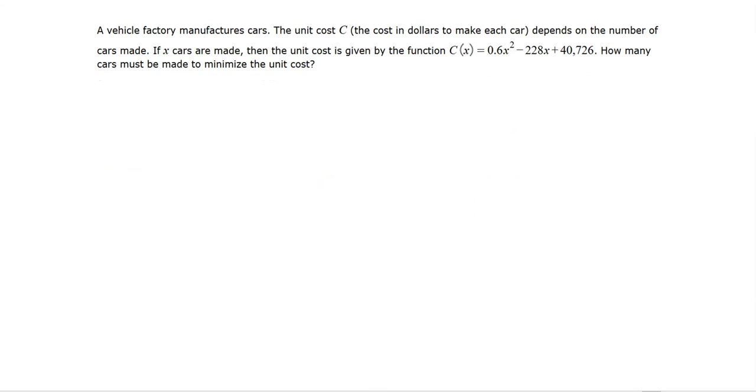Now the next little thing was just a quick word problem. So we have a vehicle factory that manufactures cars. The unit cost, the cost in dollars to make each car, depends on the number of cars made. If X cars are made, so that's what our variable stands for, right? X is the number of cars that we make. Then the unit cost is given by this formula. So that's the other important part here. We got this little formula. How many can be made to minimize the cost? So we want the least amount of cost possible.